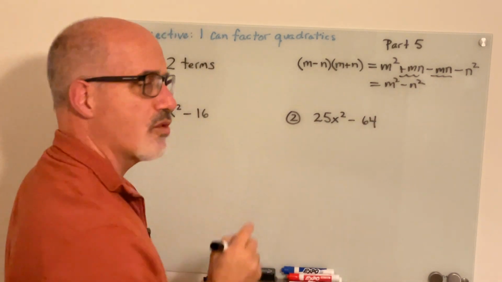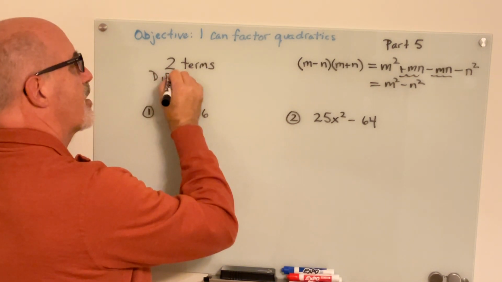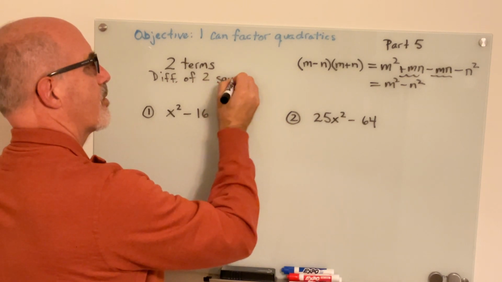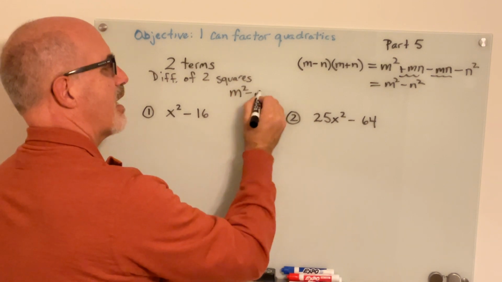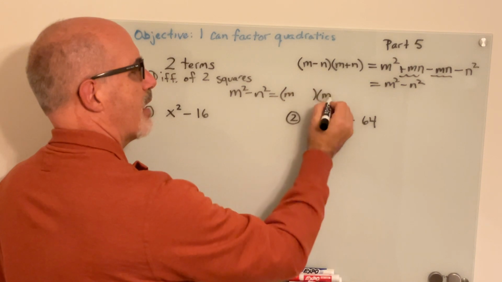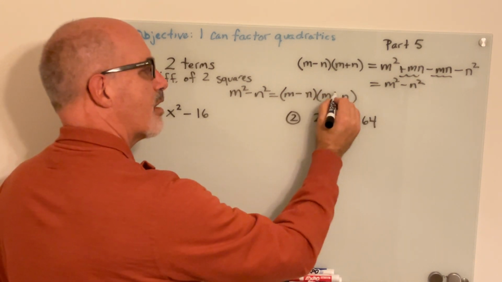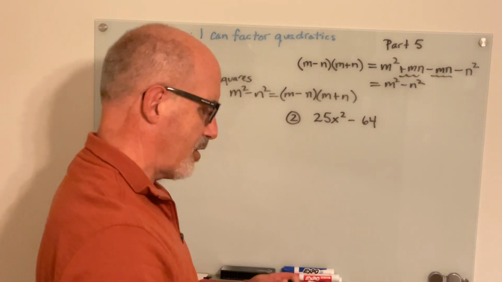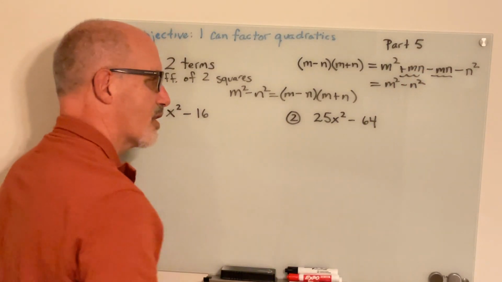So if I've got two terms and they're being subtracted, this is called the difference of two squares. The factoring pattern is m squared minus n squared equals the square root of each of them, so m, n, and m, n, with a minus for one and a plus for the other. You can put the plus first if you want to and the negative second, but you have to have a plus and a minus in order for them to have the middle terms eliminated.